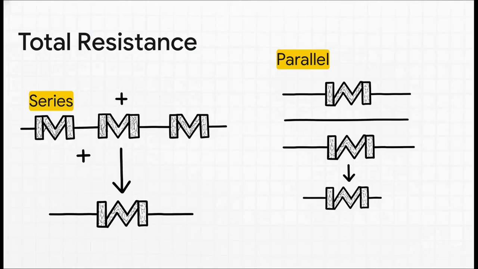Now, the way you wire a circuit totally changes its total resistance. In series, it's really simple. You just add up the resistance of each part. The more things you add, the harder it is for the current to get through. But in parallel, something really interesting happens. The total resistance actually goes down. You can think of it like opening more checkout lanes at a grocery store. You're giving the current more paths to take, which makes the whole journey easier overall.